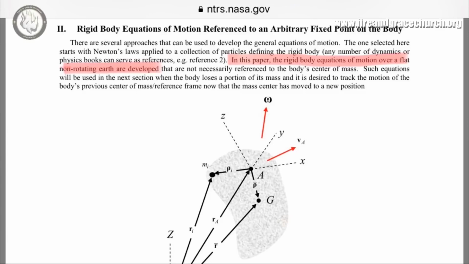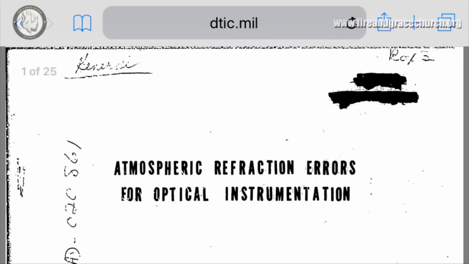It says in this paper, the rigid body equations of motion over a flat, non-rotating Earth are developed. Why? So you're telling me that the physics of a non-rotating flat Earth are the proper physics in a NASA document. Here we go. You can tell when they're older documents.